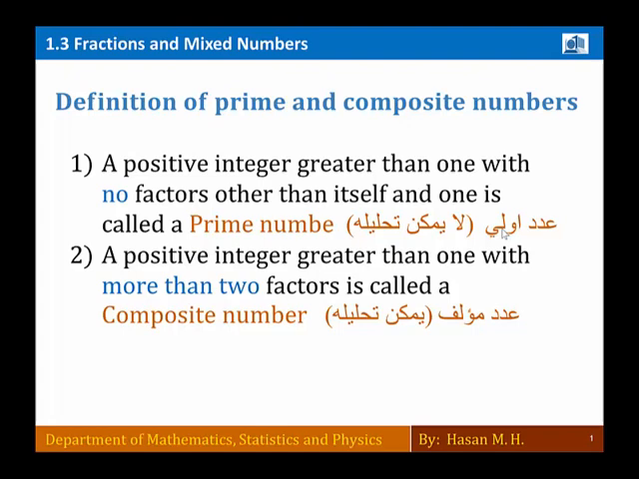For example, 9. 9 is an odd number, but it's not a prime number because 9 is divisible by 9. 9 divided by 9 is 1. 9 divided by 1 is 9. And also 9 divided by 3 is 3. Therefore, 9 is not a prime number. It is a composite number.